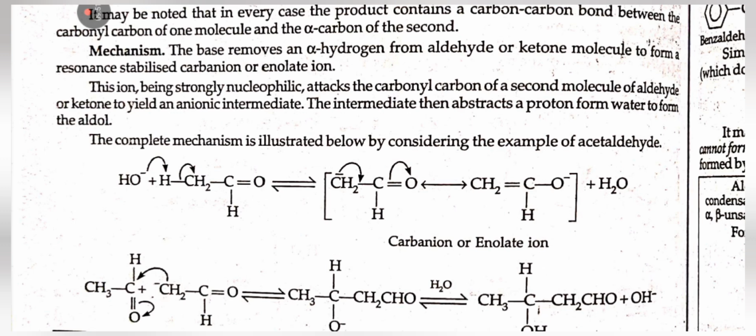Mechanism. The base removes an alpha hydrogen from the aldehyde or ketone molecule to form the resonance stabilized carbanion or enolate ion. This ion, being strongly nucleophilic, attacks the carbonyl carbon of a second molecule of aldehyde or ketone to yield an anionic intermediate. The intermediate then abstracts a proton from water to give aldol. The complete mechanism is illustrated below by considering the example of acetaldehyde.